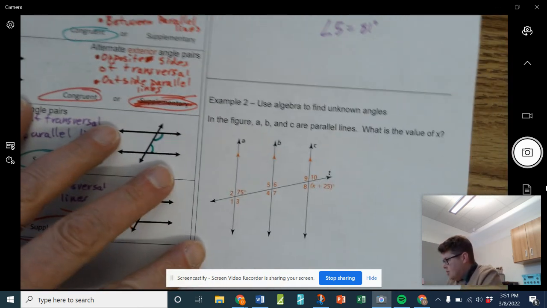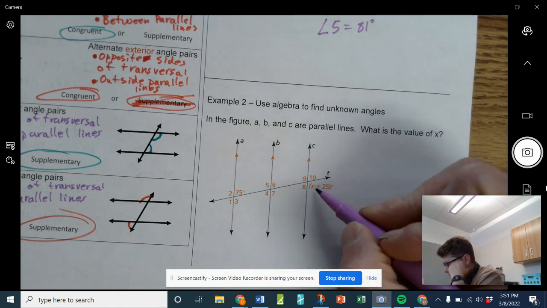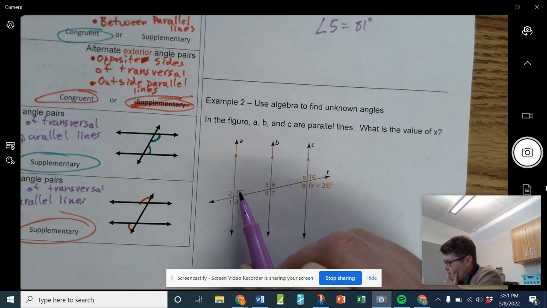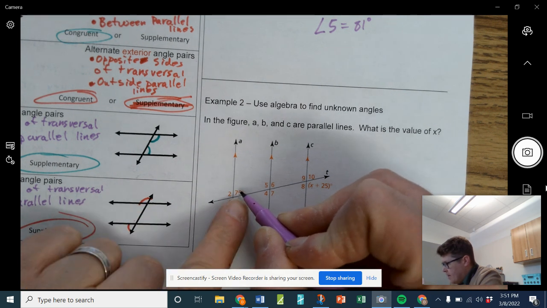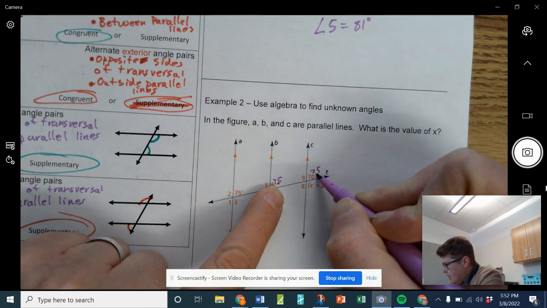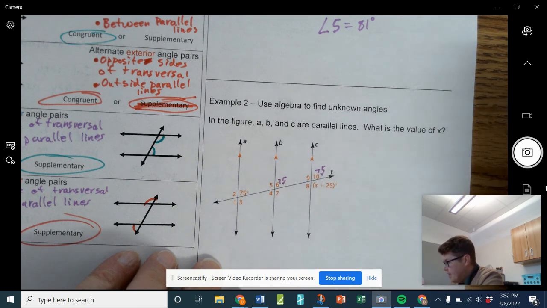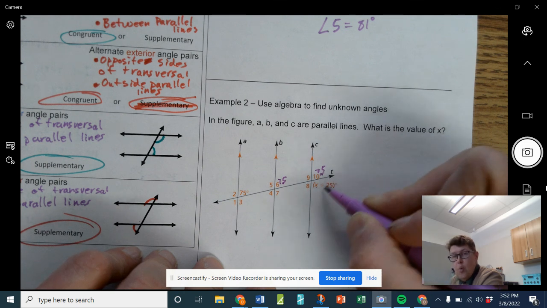You can even throw a little bit of algebra in here. We have A, B, and C are parallel lines. What is the value of x? So we have x right here, and this angle right here is 75. So probably the easiest way is to just do corresponding angles. 75 is going to match here, and it's also going to match right here, right? Since those are corresponding angles, we know they're going to be congruent, and then we know that these two are going to add up to 180, right?